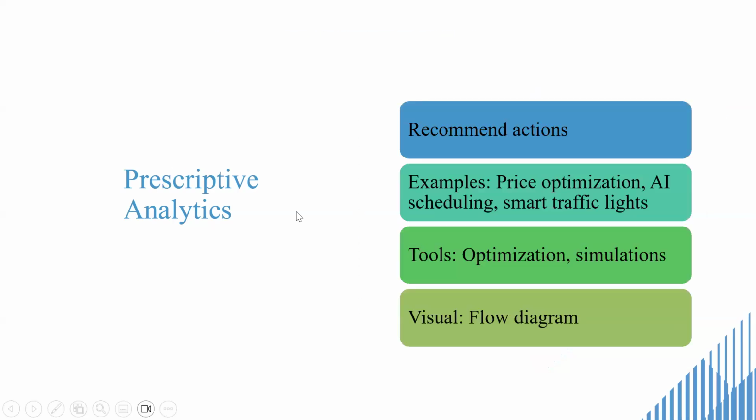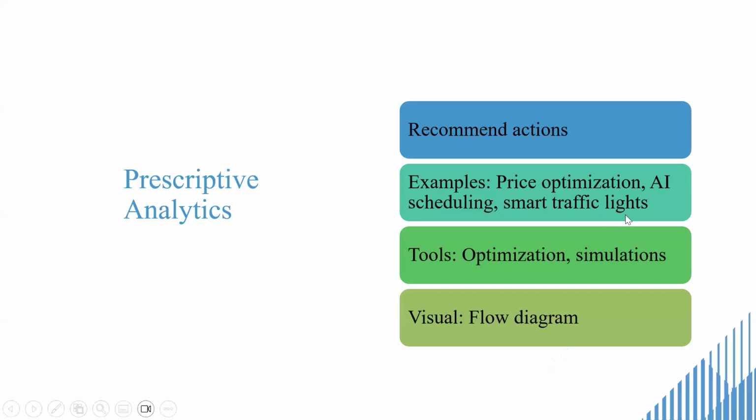And the last one is prescriptive analytics, recommending action. You will recommend something, for example price optimization. If your price is high, you will make it lower so that people come. AI scheduling: you will not use notebooks to schedule an appointment; you will use your laptops or AI tools.